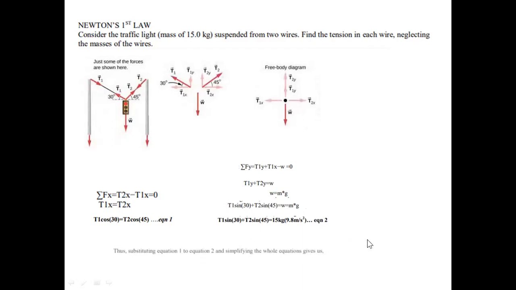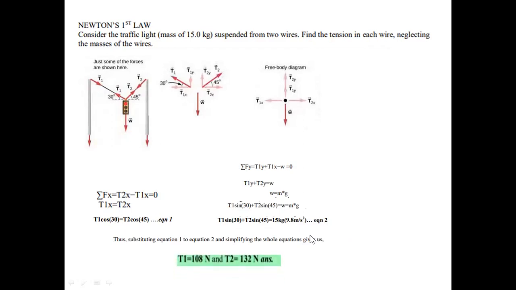If we solve both equations simultaneously, this gives us our answers: the tension of the first wire is 108 newtons, and the tension of the second wire is 132 newtons.